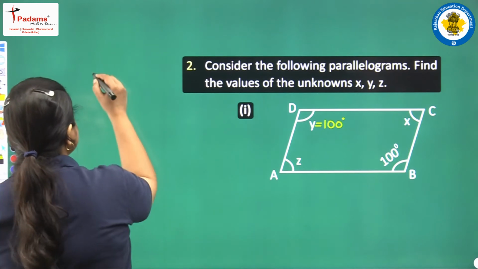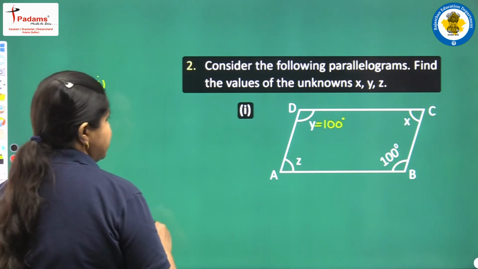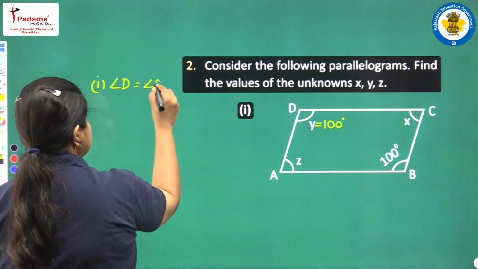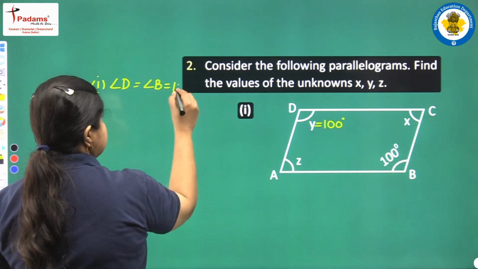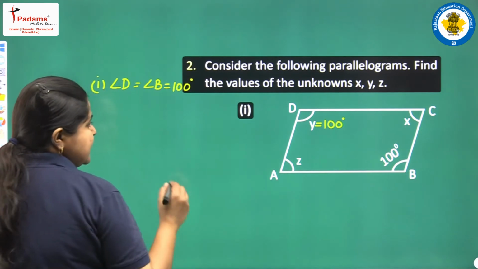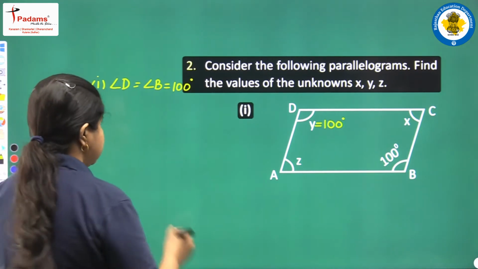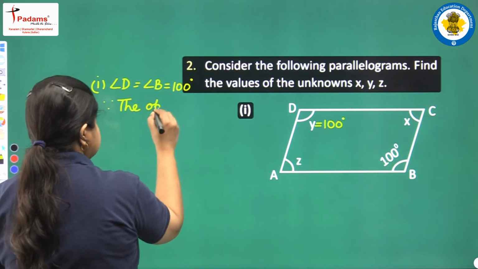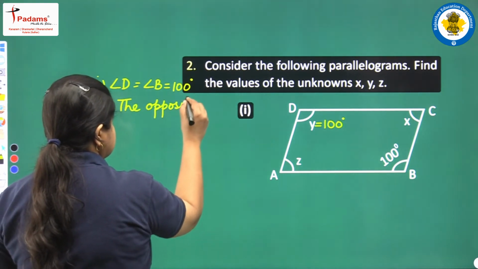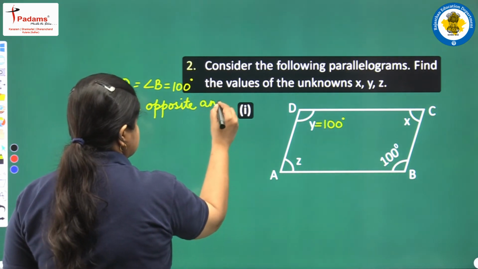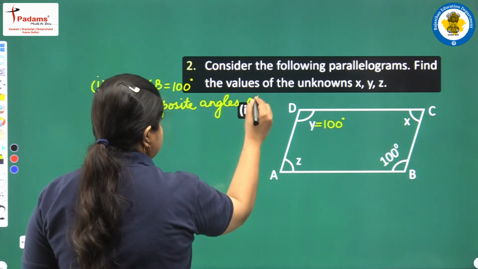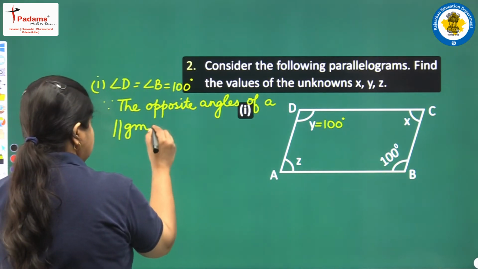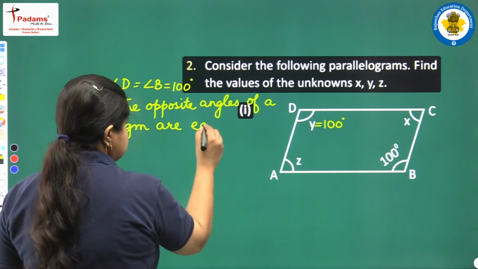So first thing that we are going to write is angle D is equal to angle B is equal to 100 degree. Give the reason for every statement you write. Since the opposite angles of a parallelogram are equal.